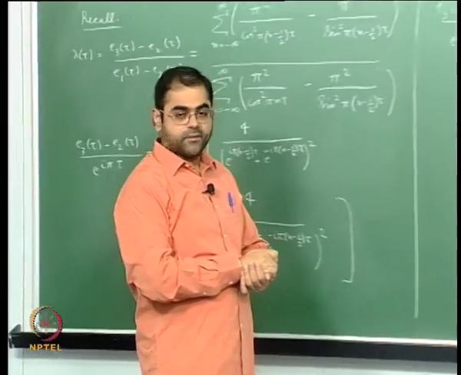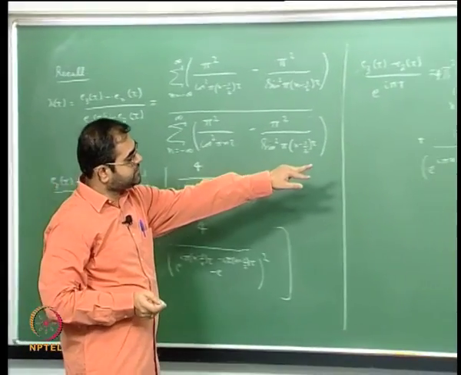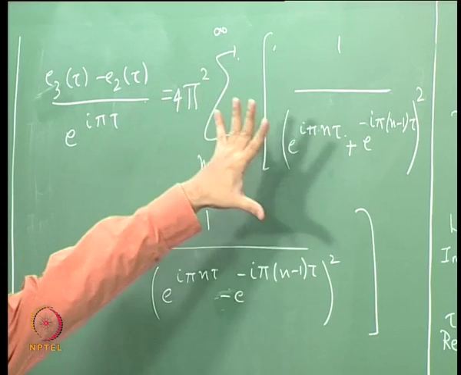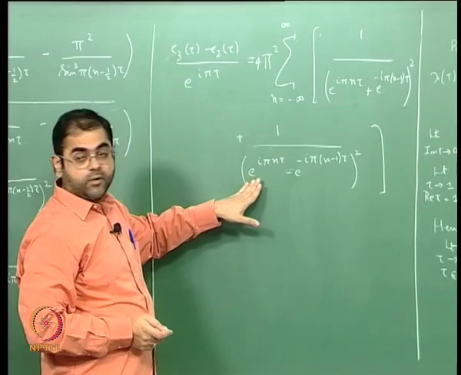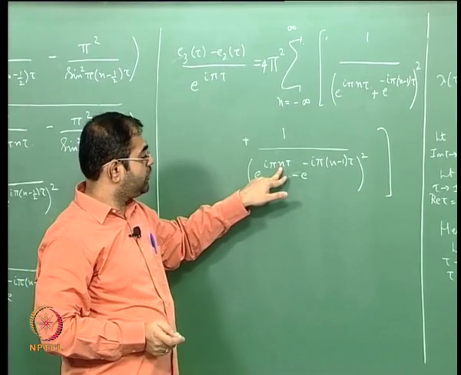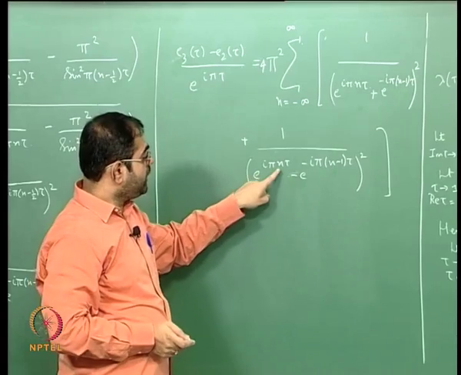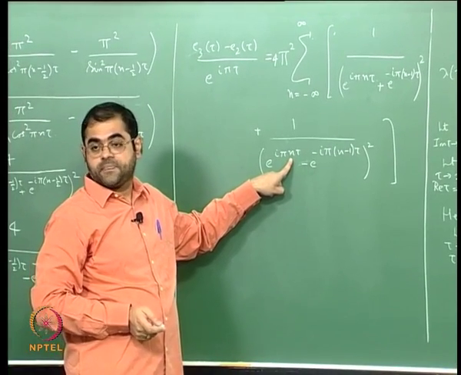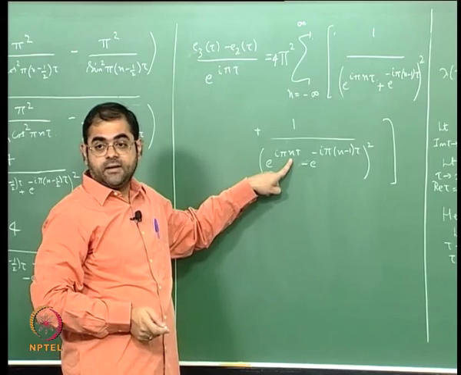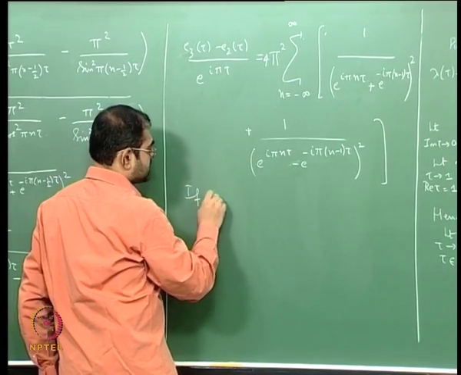This is what I am going to get, if I push this 1 by e power i pi tau inside the square. Now you see that if I let the imaginary part of tau go to infinity, the only terms that will survive are going to be the terms in which no argument appears in the power. So the only terms that will survive will be terms that correspond to n equal to 0 and n equal to 1. If I take a value of n different from 0 and 1, then all those terms are going to go to 0.